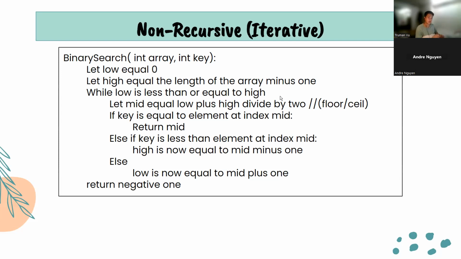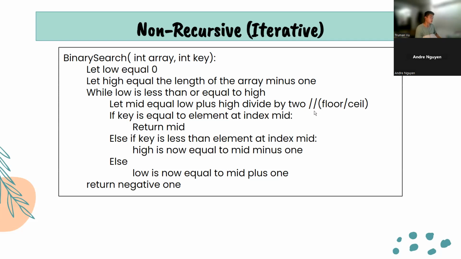So this is where we run our while loop. While low is less than or equal to high, we create another variable called mid, which is the middle index, which is equal to low plus high divided by 2. And again, this is where you choose to either floor down or ceil up, which is, in translation, round down or round up. So now, after we've created our mid variable, we have our conditions.